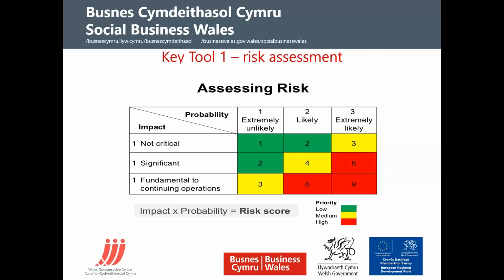So here we have an example of a key tool, and this is a risk assessment looking at probability and impact of risks within your business. This grid allows you to look at the priority in a low, medium, or high proportion, whether it's not critical, significant, or fundamental to continuing operations, and whether the probability of that risk is extremely unlikely, likely, or extremely likely. This is a useful tool to be used for assessing risks.